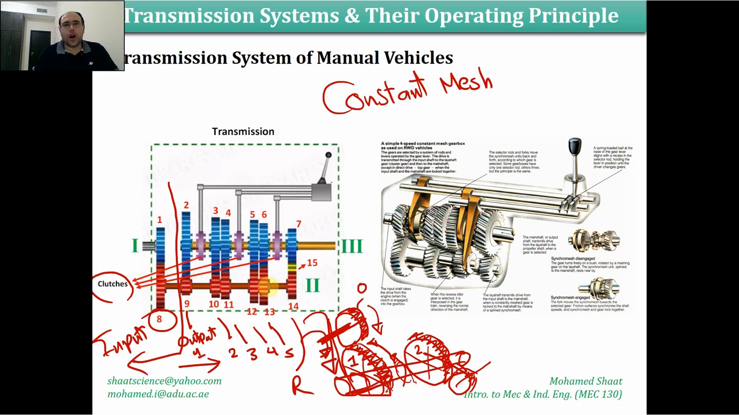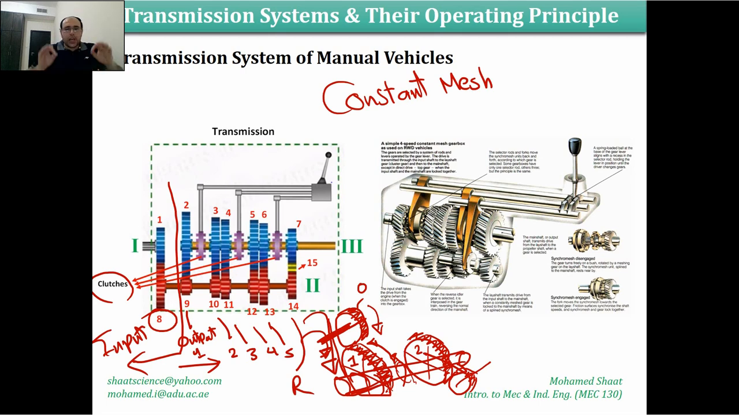Make sense? How about if you need the reverse? It became clear, right? Reverse means that you're going to need to slide. Keep these two disconnected. Slide this clutch to the right to connect with gear 7. This is going to give you the reverse gear.